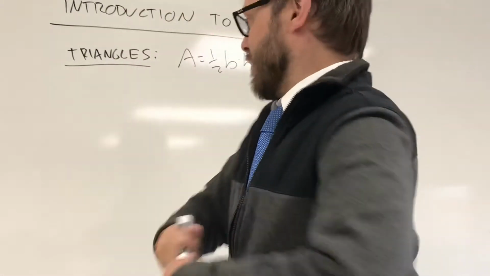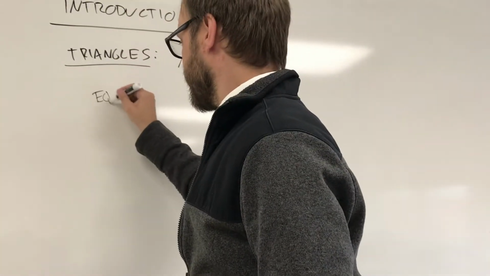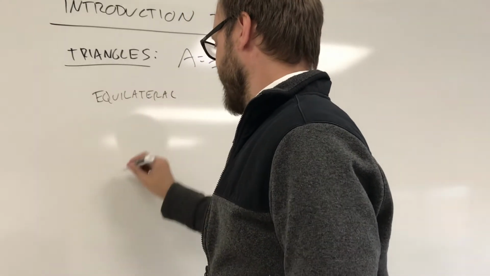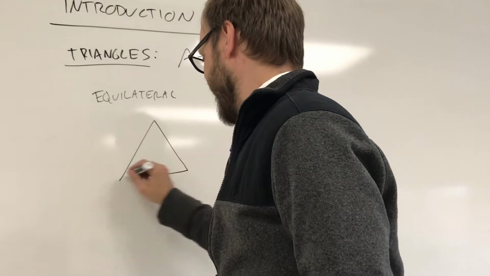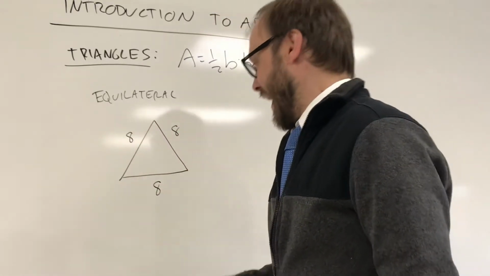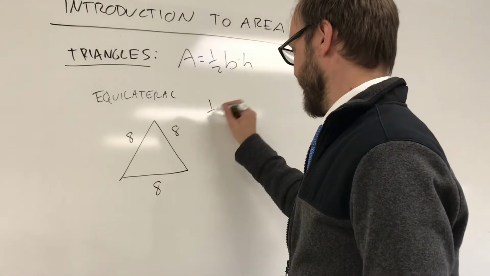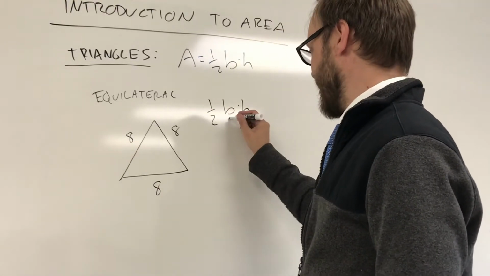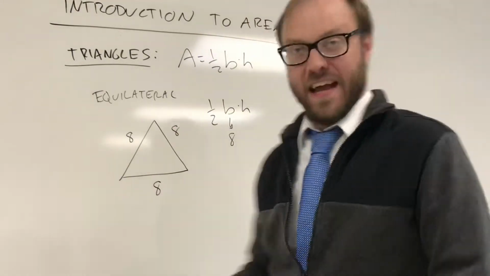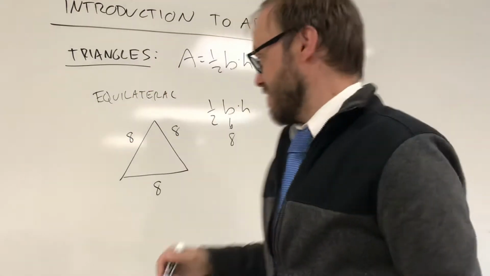Number 1, let's look at an equilateral triangle. So let's say I have an equilateral triangle and the side lengths are each 8. Okay, I have a base. Okay, the area is going to be 1/2 the base times the height. I already know the base is 8. Okay, that's not a height. Okay, the altitude has to be perpendicular to the base.